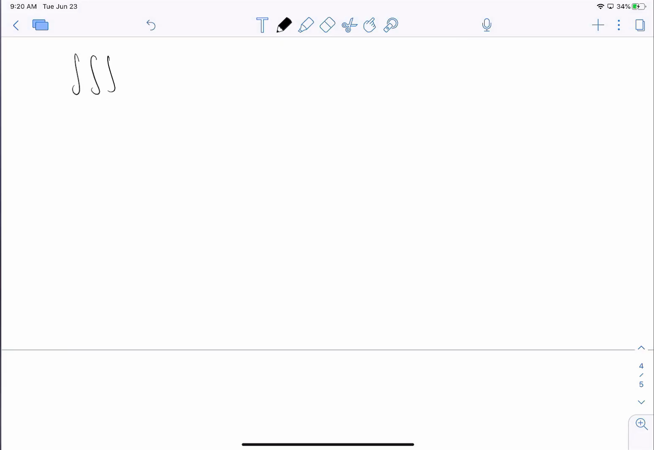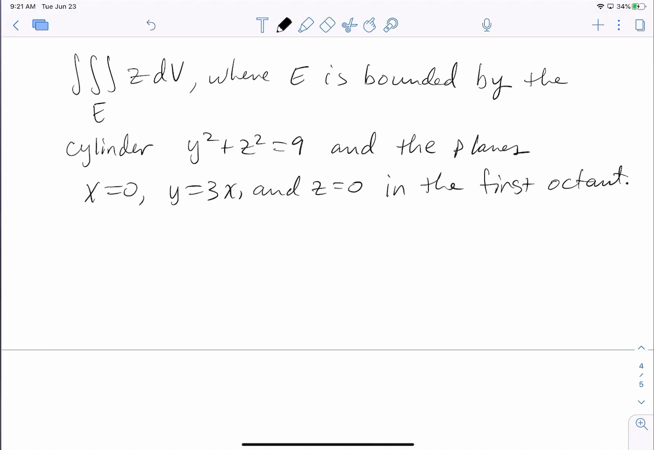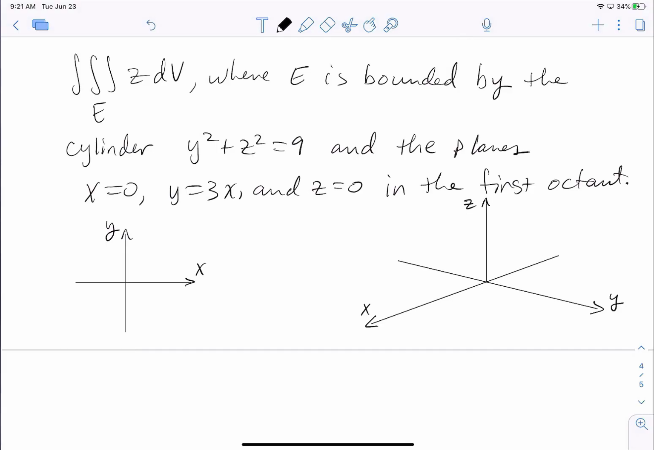Our integral is the triple integral over E of z dV, where E is bounded by the cylinder y squared plus z squared equals 9, and the planes x equals 0, y equals 3x, and z equals 0 in the first octant. I'd like for you first to set up the region D in the xy plane, and then see if you can sketch the region E in R3, and set up the integral. Come back when you're done.